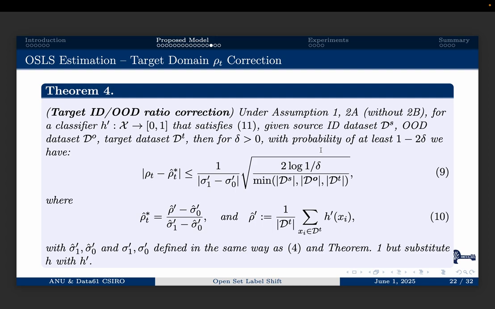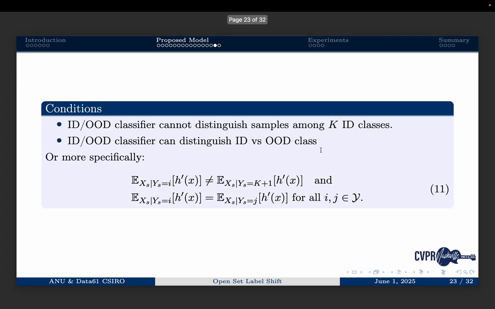This assumption is for the ID versus OD classifier. To tackle this problem, we propose this estimator rho star hat, and the error of this estimate is bounded with concentration inequalities. This bound can be satisfied with a relaxed assumption.